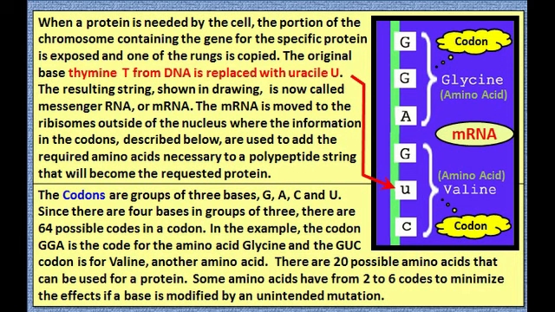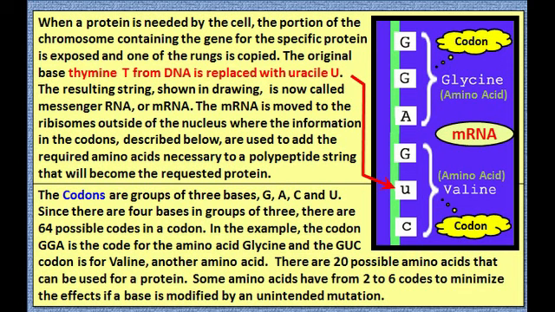When a protein is needed by the cell, the portion of the chromosome containing the gene for the specific protein is exposed and one of the rungs is copied. The original base, thymine T, from the DNA is replaced with uracil U. The resulting string, shown in the drawing, is now called messenger mRNA. The mRNA is moved to the ribosomes outside of the nucleus, where the information in the codons described below are used to add the required amino acids necessary to a polypeptide string that will become the requested protein.